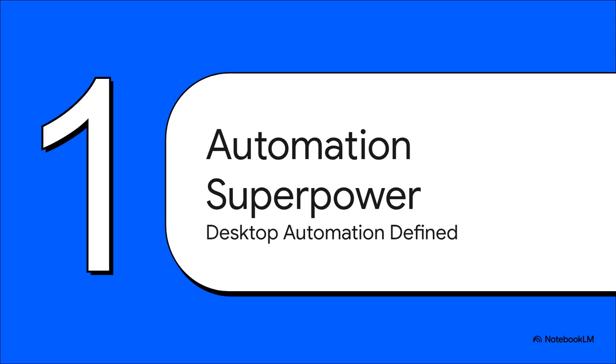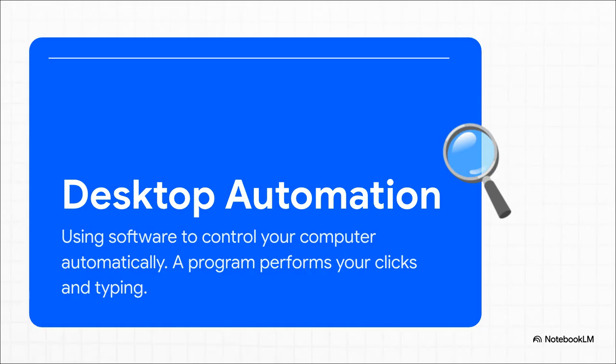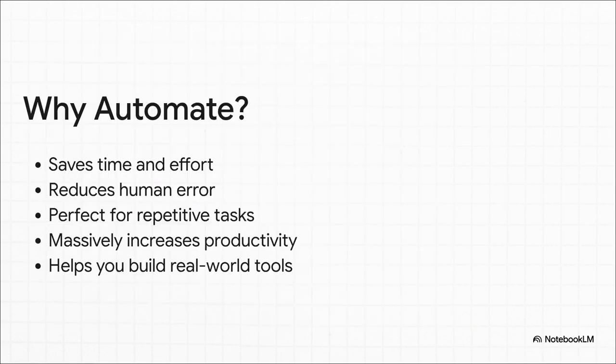Okay, let's talk about that superpower. It's called desktop automation, and believe me, it is your key to getting back hours of your day. So, what is it exactly? It's really as simple as it sounds. Instead of you physically clicking the mouse and typing on the keyboard, you write a simple program that takes control and does it all for you. You get to be the director, and your computer becomes this perfect, error-free assistant that just executes your commands in a flash.